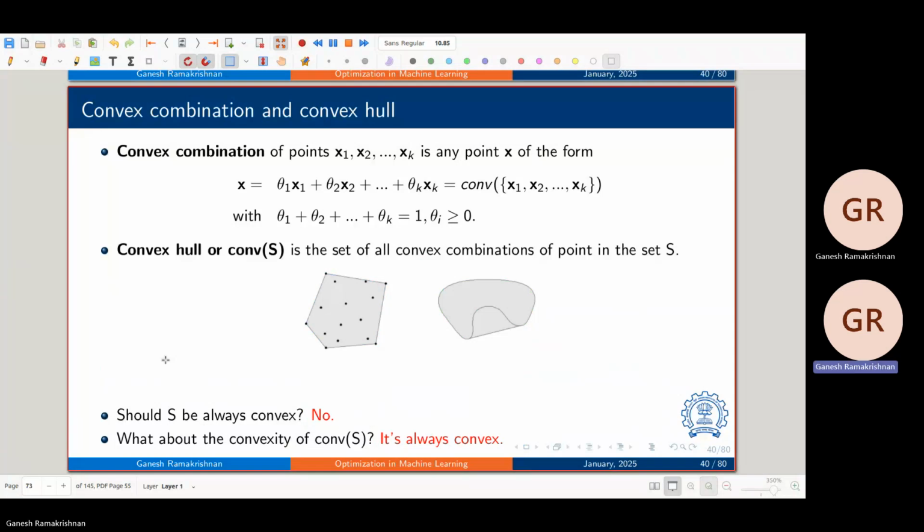Every two points you draw lie within it. The convex hull of that set coincides with the set itself. Right, the convex hull of a convex set is always the set itself. It will coincide with the set.